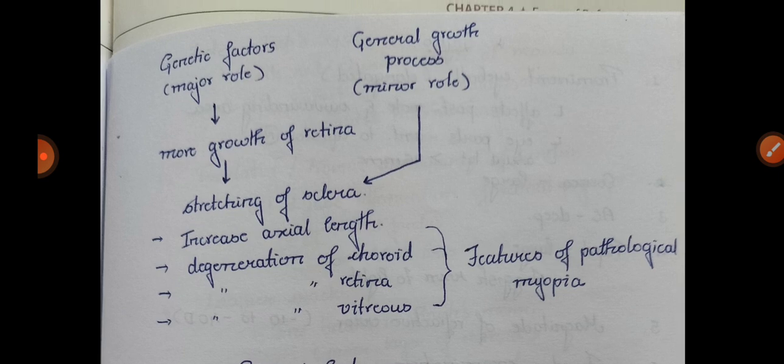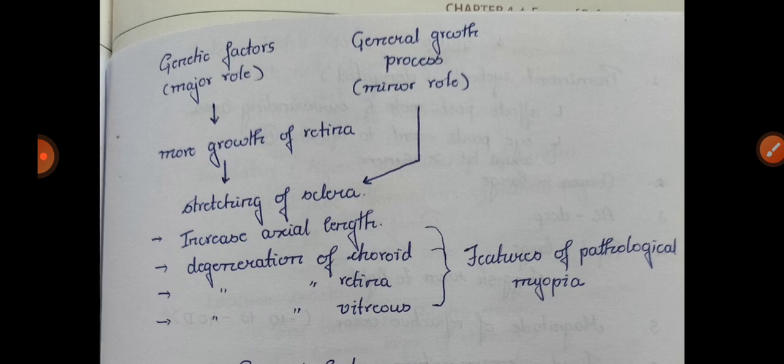Genetic factors play a major role, and the general growth process plays a minor role. Genetic factor causes more growth of the retina, and general growth, and both of them cause stretching of the sclera. This causes an increase in axial length and degeneration of the choroid, retina and vitreous. This causes the features of pathological myopia.